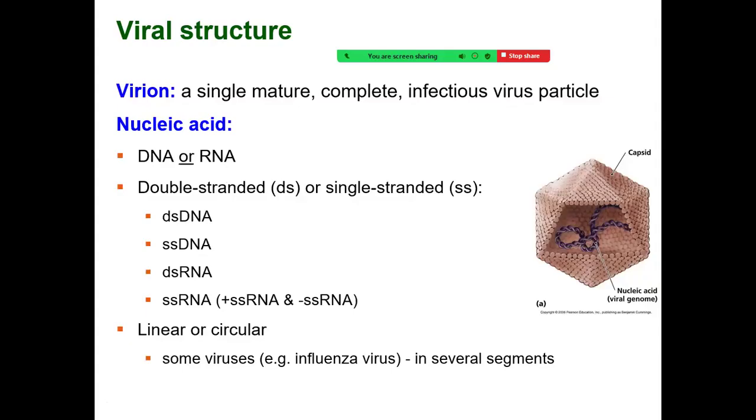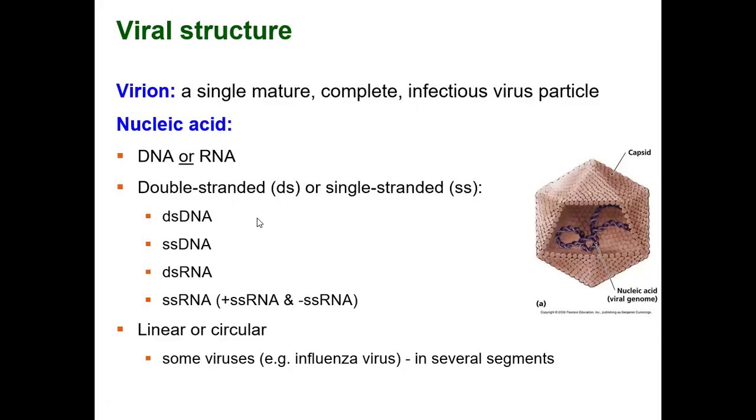The DNA can be double-stranded, and that's normal in cells. Most of the time, our DNA is double-stranded. But sometimes the viral DNA, depending on the species, can be single-stranded DNA. And that's normal in cells too. Our cell has single-stranded DNA whenever the DNA is being replicated or the gene is being transcribed. It'll be single-stranded DNA.